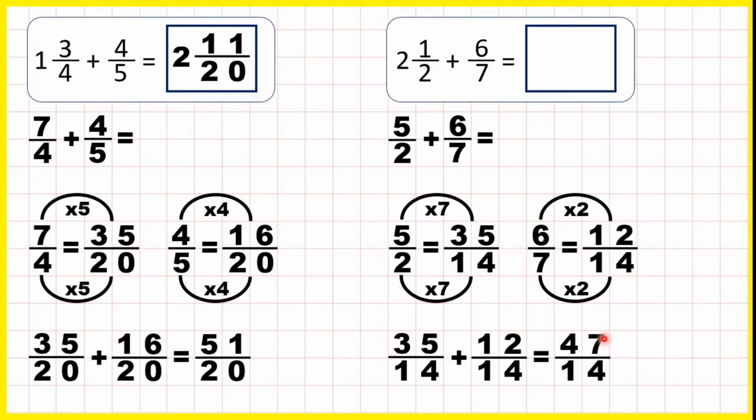Now, if we want to change that back into a mixed number, it's quite tricky, but 47 divided by 14 is 3 remainder 5. That's because 3 times 14 is 42, but then from 42 we need 5 more to get to 47. Our denominator stays the same, so our denominator is 14, which means our answer is 3 and 5 over 14.